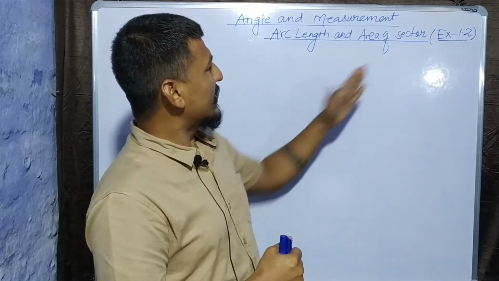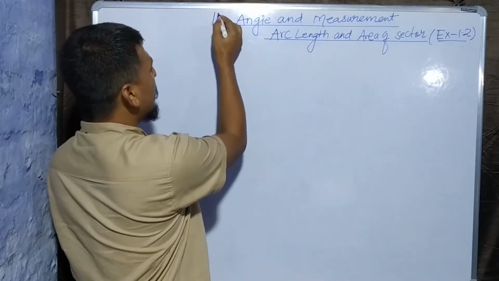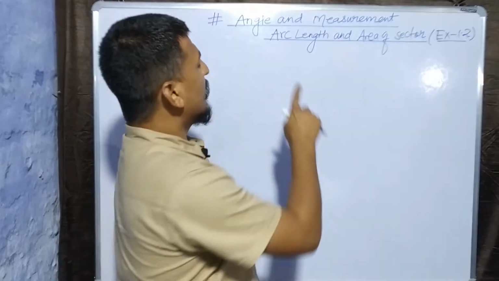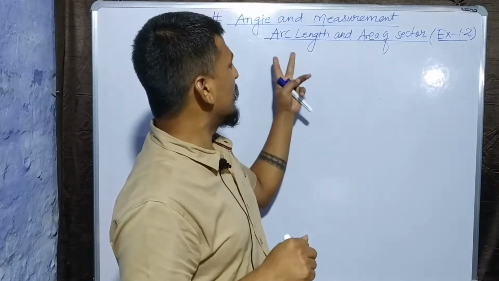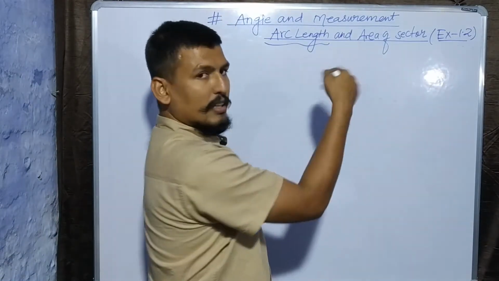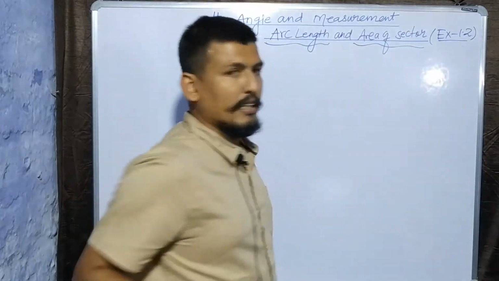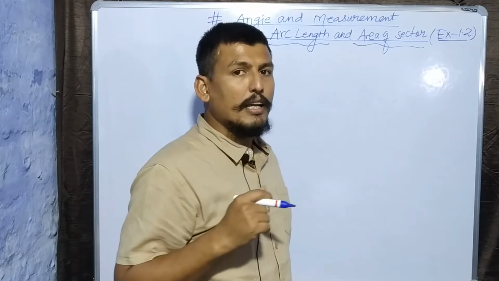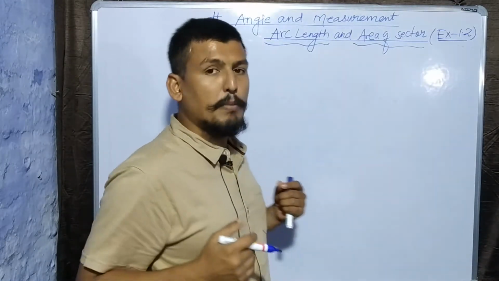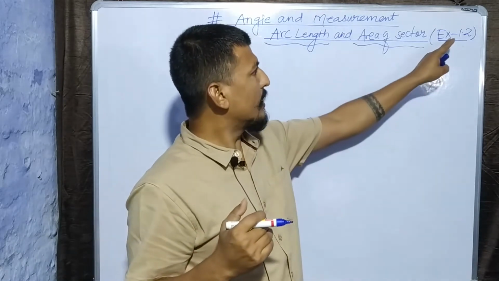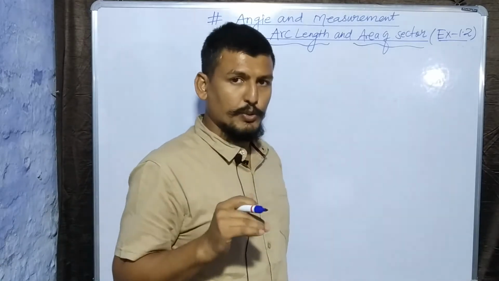So today is exercise number 1.2. We have started angle and measurement. This is exercise 1.2 and the topic is arc length and area of sector. First of all we'll see what is arc length. Length of arc. Arc is what? Part of circle. And what is area of sector? How the area depends on the central angle. In the first part we'll see the theory, and in the second part we'll move to exercise 1.2 where we will solve all questions of exercise 1.2, right?